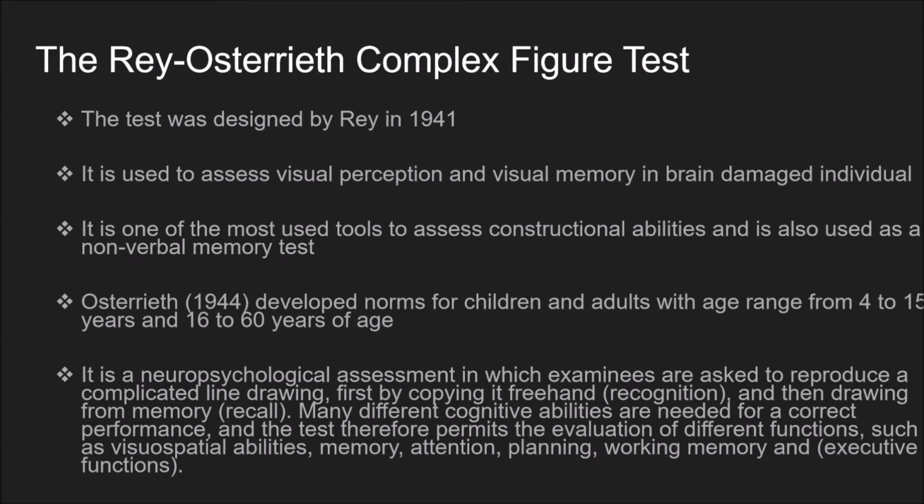The Rey-Osterrieth Complex Figure Test. The test was designed by Rey in 1941. It is used to assess visual perception and visual memory in brain damaged individuals. It is one of the most used tools to assess constructional abilities and is also used as a non-verbal memory test. Osterrieth developed norms for children and adults with age ranges from 4 to 15 years and 16 to 60 years of age.